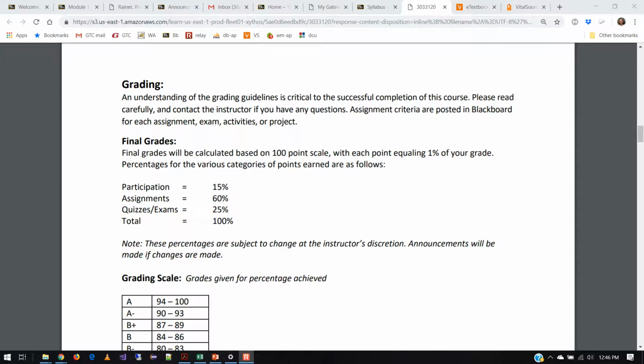Right? A lot of the assignments are what I call low stakes, meaning 1, 2, 3 points. Every once in a while, we'll have a quiz. Quizzes are 2.5 points, 2.5 points. Midterm exam is 5 points. Final exam is 10 points.